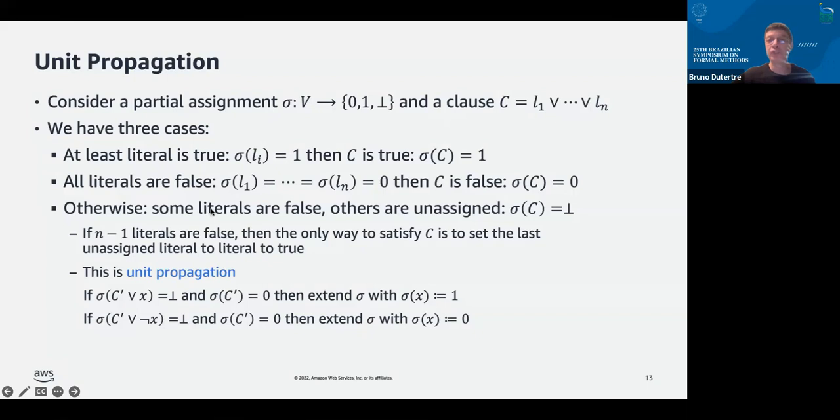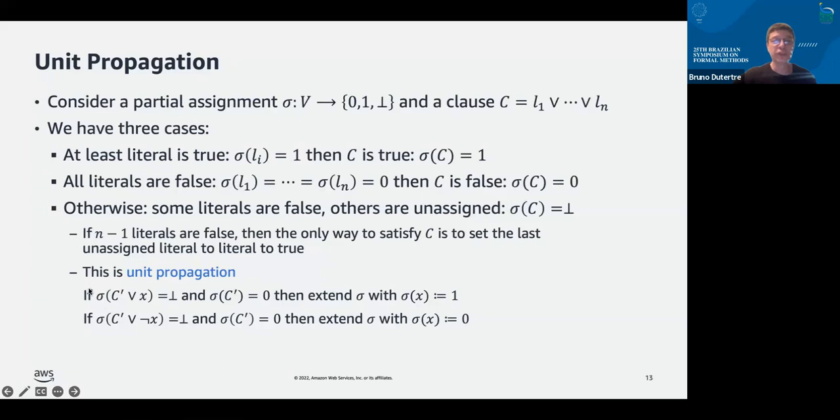And otherwise, we don't know the value of the clause. It doesn't have a value yet, which happens if some of the literals are false and some of the literals have no value. Unit propagation is the idea that if there is only one literal left and all the other literals are false, then the only way to extend your current assignment sigma is by making the last literal true.